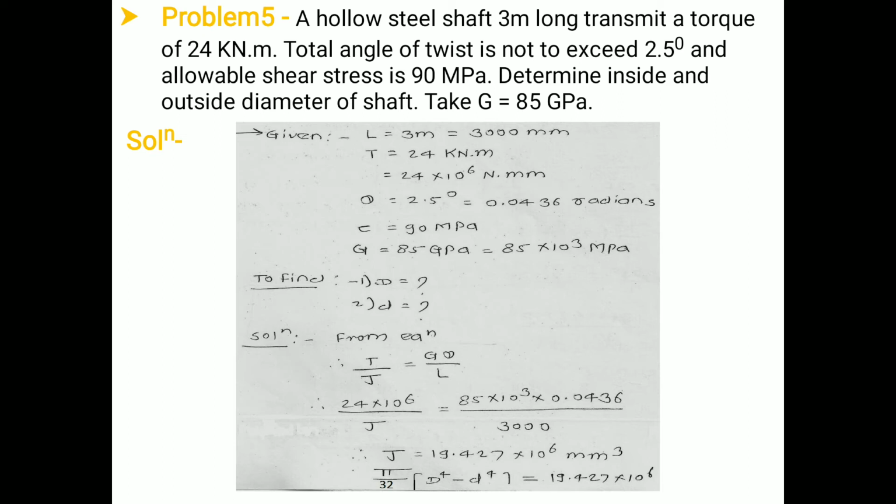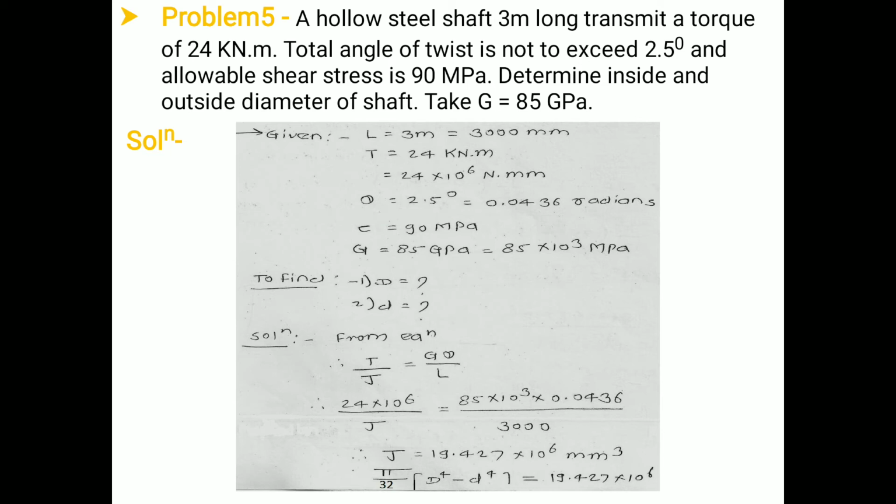The value of theta is also given in the numerical. It is in degree, 2.5 degree. So we have to convert it into radian. So in radian it is 0.0436 radian because we have to multiply the value of theta by pi by 180 to convert it into radian.